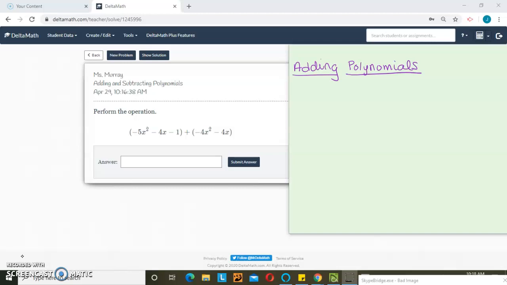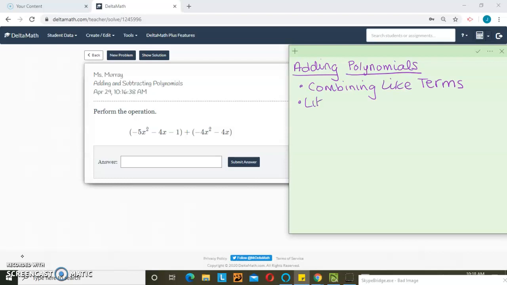A couple of things to remember when you are adding polynomials. When you add polynomials, it essentially is the same as combining like terms. Okay, and this is something we've talked about before, but I just want to give us a little refresher. In order to combine like terms, we have to know, well, what are like terms?